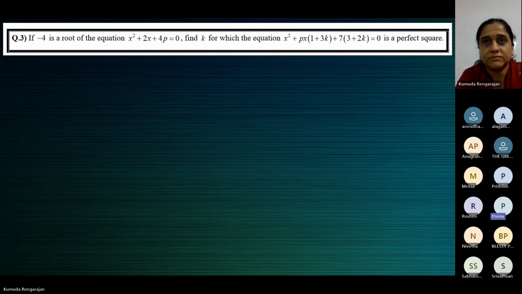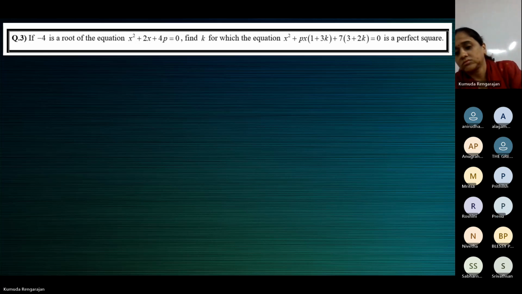Ma'am, P is minus 2. And the value or values for k? Ma'am, K is 2 or K is minus 10 by 9. Okay. 2 or minus 10 by 9, is it? Yes, ma'am. What's the equation you've got? Quadratic equation? X square minus 2x. Quadratic equation, ma'am.